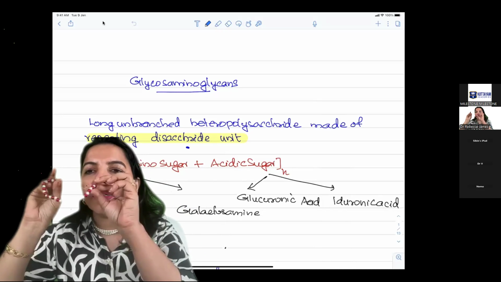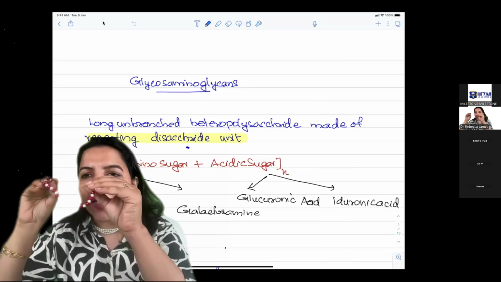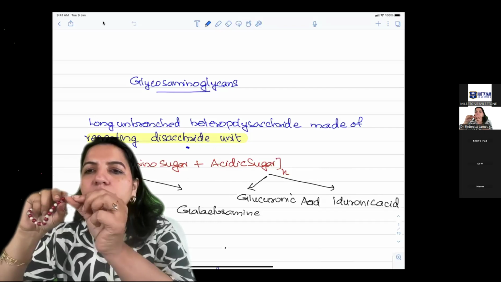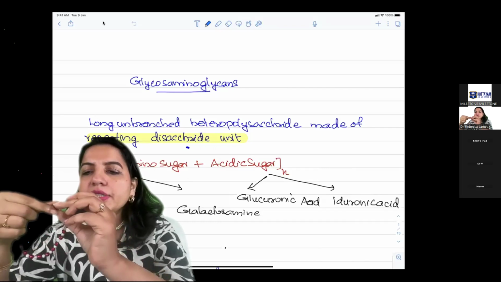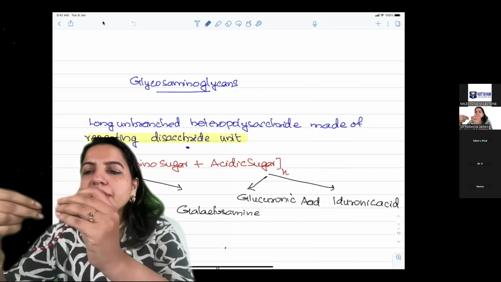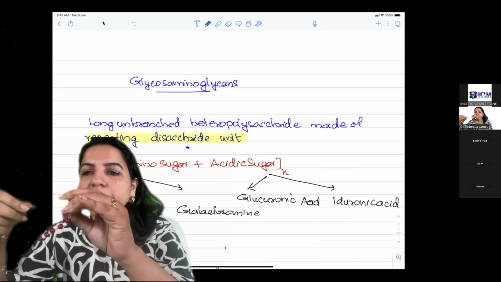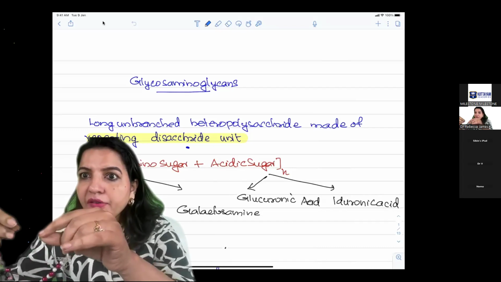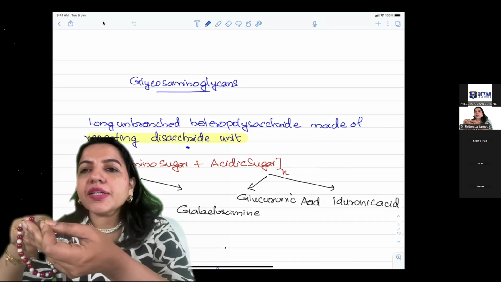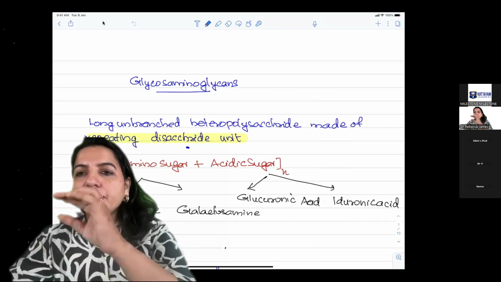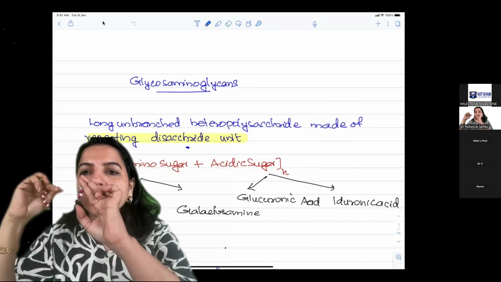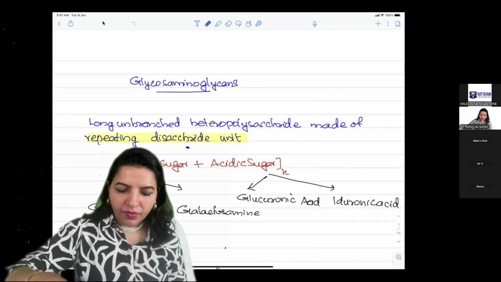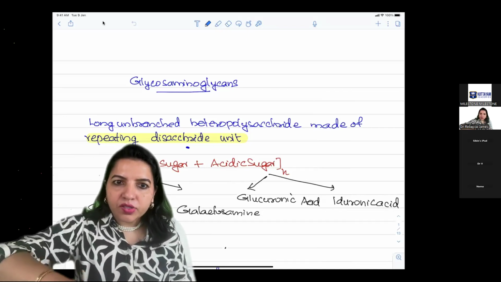It is something like this, where you can see one type of bead, again another type of bead, another type of bead, like that. So it is a polysaccharide where one disaccharide unit is repeated one after the other. Just like what I am showing, glycosaminoglycan is long and unbranched.